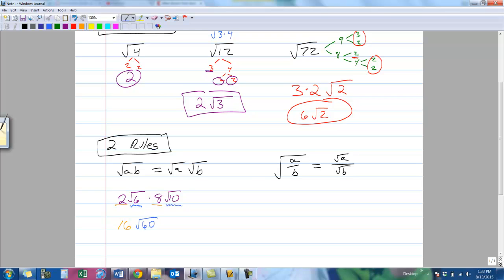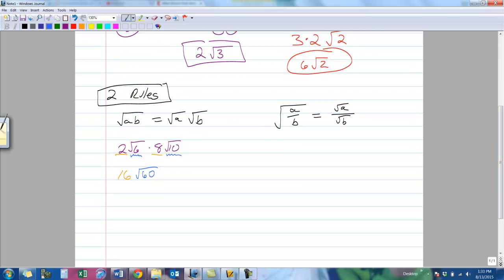So what we have here is 16 times the square root of 60, which, are we done? Not quite. We've got to see if 60 can be reduced. You could make a tree with 60. What multiplies to 60? How about 6 and 10? That's what we did to get it. 6 and 10, 2 and 3. 10 breaks down to 2 and 5. So 2 has got a buddy, so he comes out.